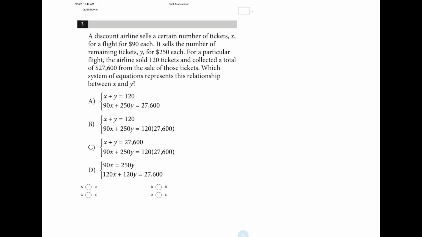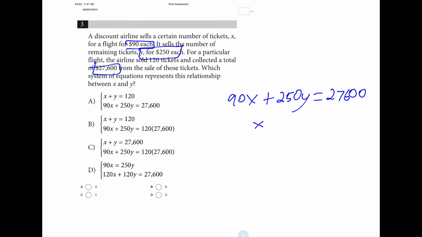Next up, we have $90 for X, so that's 90X, 250Y, and our total is $27,600. That's the money equation. Then we're going to have a total number of tickets. So whatever X is plus whatever Y is equal to 120 tickets. So X plus Y should be 120. That rules out these. And then we don't need to multiply by 120 there, so A is the right answer.